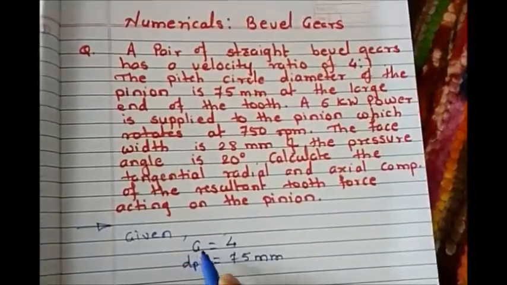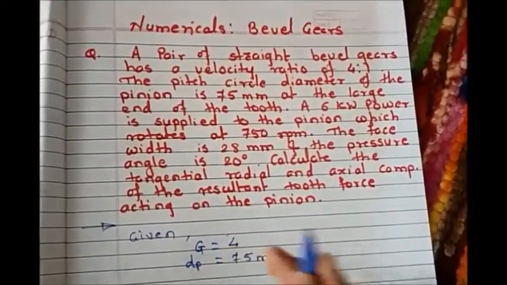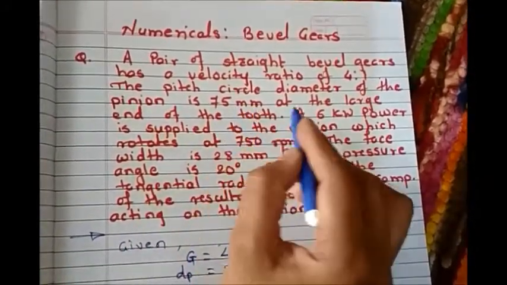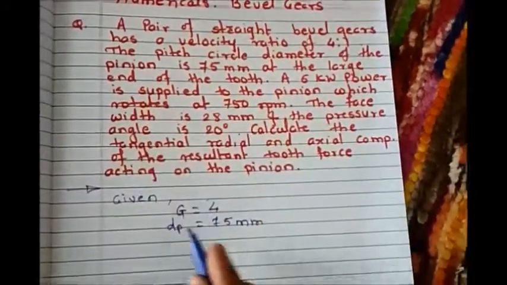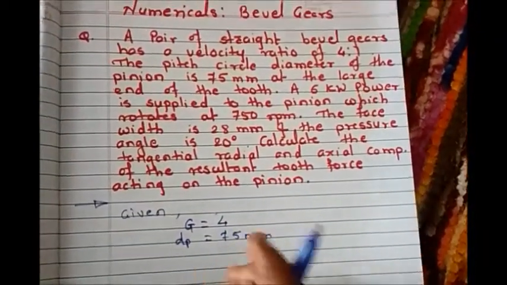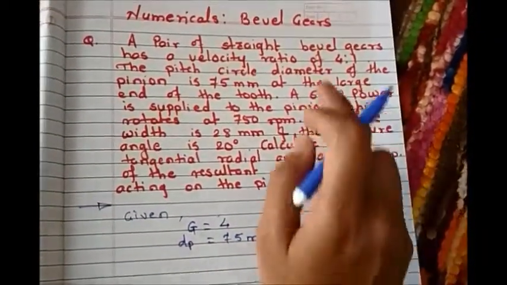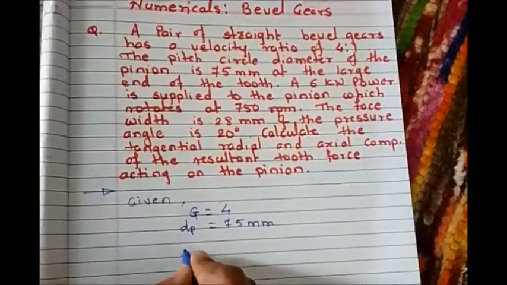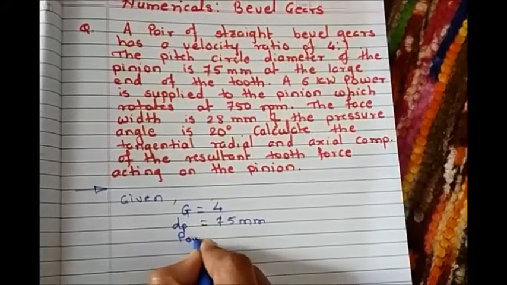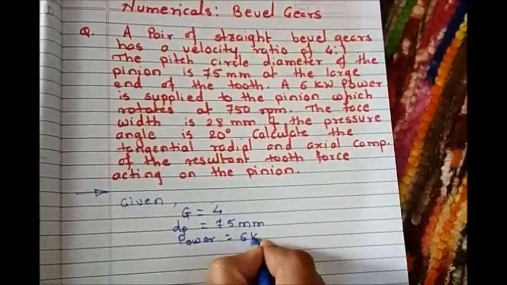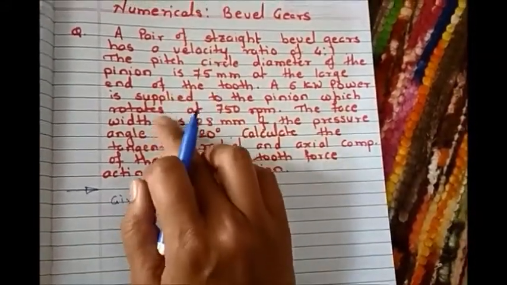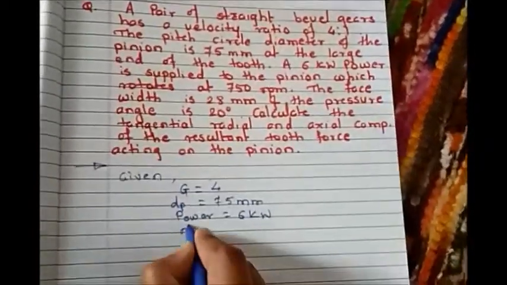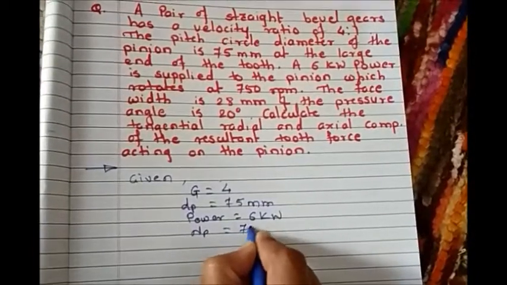So given is G, that is the velocity ratio, 4. The pitch circle diameter of the pinion is 75 mm at the large end, so dp is equal to 75 mm. A 6 kilowatt power is supplied to the pinion, so power is given as 6 kilowatt. Then it rotates at 750 rpm, so again np is given as 750.